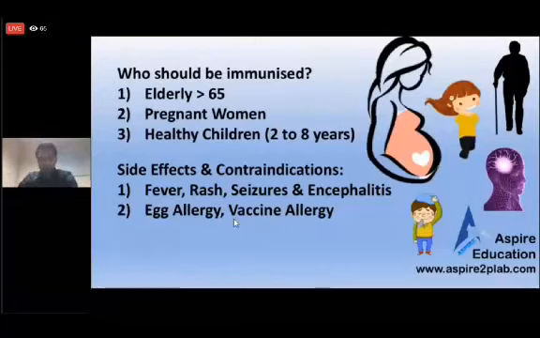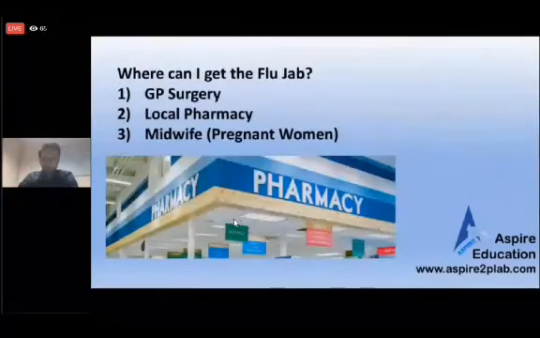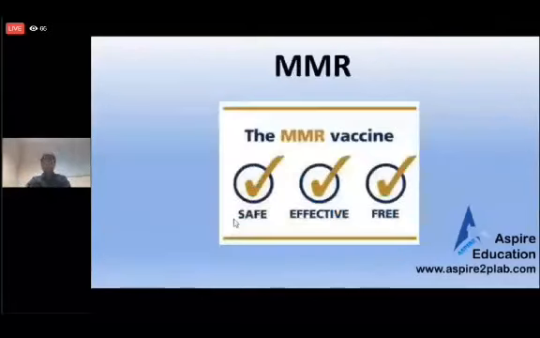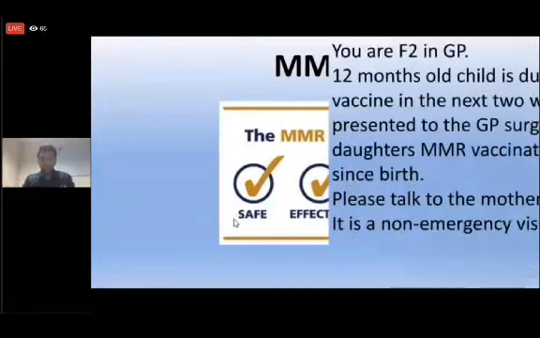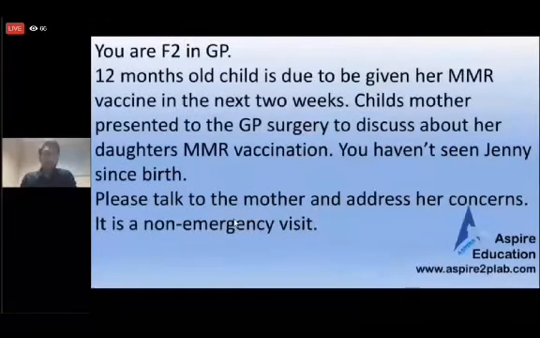In the same way as the flu vaccine, we have one more vaccine called MMR vaccine. What is this MMR vaccine? MMR vaccine is measles, mumps and rubella. So what is the concern here? Let's see the task first. As I told you, all the GP cases are not so serious and just for counseling. So we are in an F2 GP surgery. A 12 months old child is due to be given her MMR vaccine in the next 2 weeks. The child's mother presented to the GP surgery to discuss her daughter's MMR vaccination. We haven't seen Jenny since birth, so the child's name is Jenny. Please talk to the mother and address her concerns.